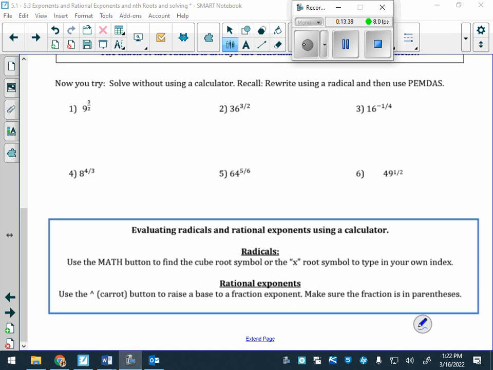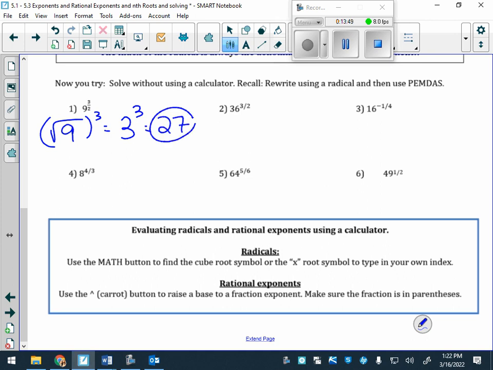Go ahead, Esmond. 27, good. So square root of 9, and then cubed. Square root of 9 is 3. 3 cubed is 27. Excellent. Number 2, Liam. I got 216. Perfect. Square root of 36 cubed, 6 cubed is 216.